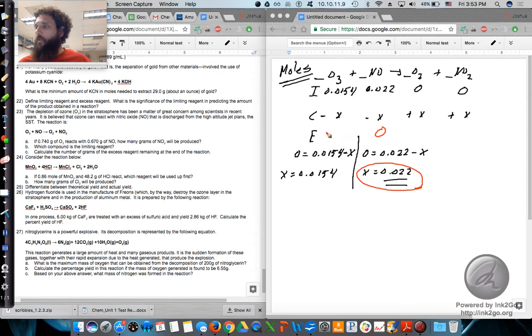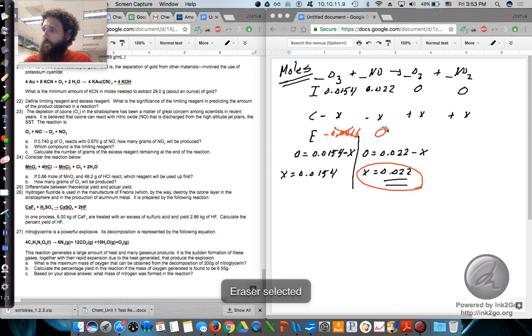gets us negative 0.0066. That is not possible, right? We can't have a negative number. So this tells us that nitrogen oxide is going to be the one in excess and ozone is going to be the one that limits. So let's try that again and find out.